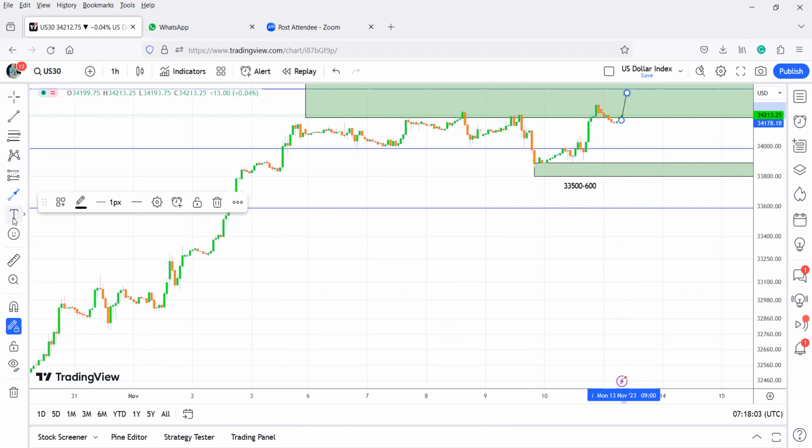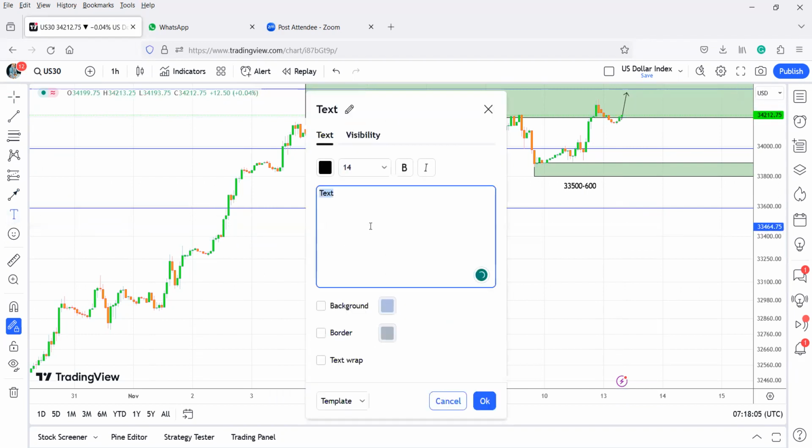So the trade setup for intraday would be something like this. Sell around 34,400, 500. You can place your stop very tight, somewhere around 34,700. And the target is the buy zone, I would say 33,500. Now this is not intraday, this is 1 to 2 days.